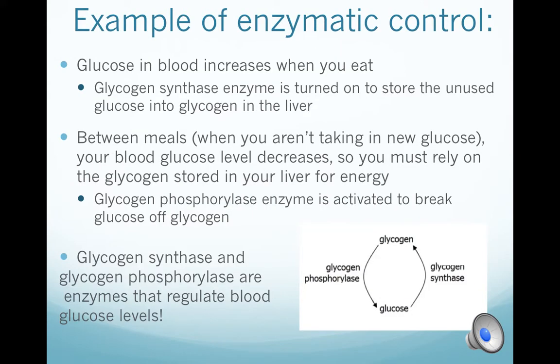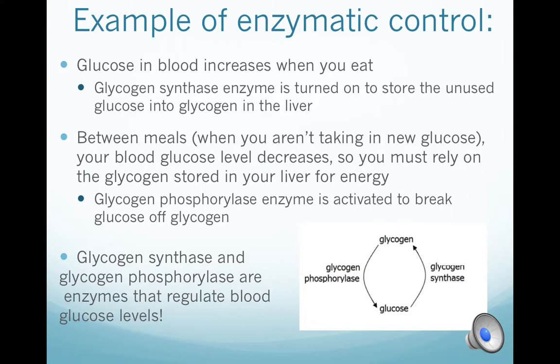Here's an example of an actual situation of enzymatic control in your body. When you eat glucose, which is how we get our source of energy, that level of glucose in your blood increases as you eat. An enzyme called glycogen synthase is then turned on as the glucose concentration rises, and that glycogen synthase is going to turn the extra glucose into glycogen in your liver. So when you have too much glucose in your body, it turns on glycogen synthase, the enzyme, which causes your glucose to be stored as glycogen.